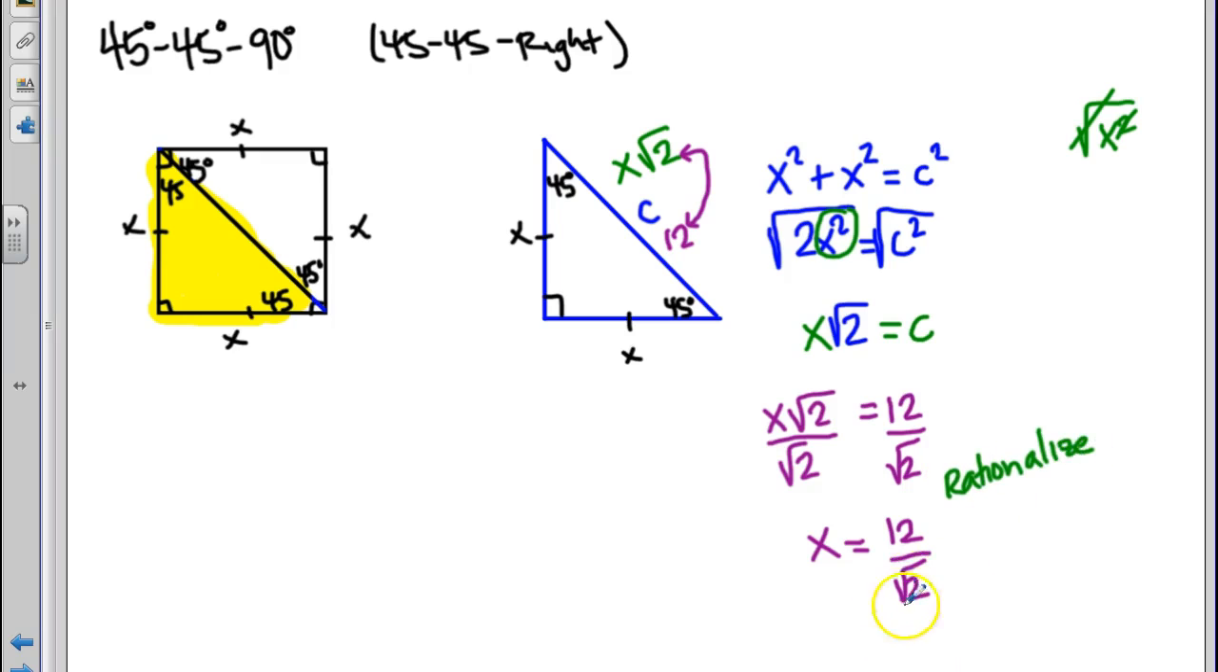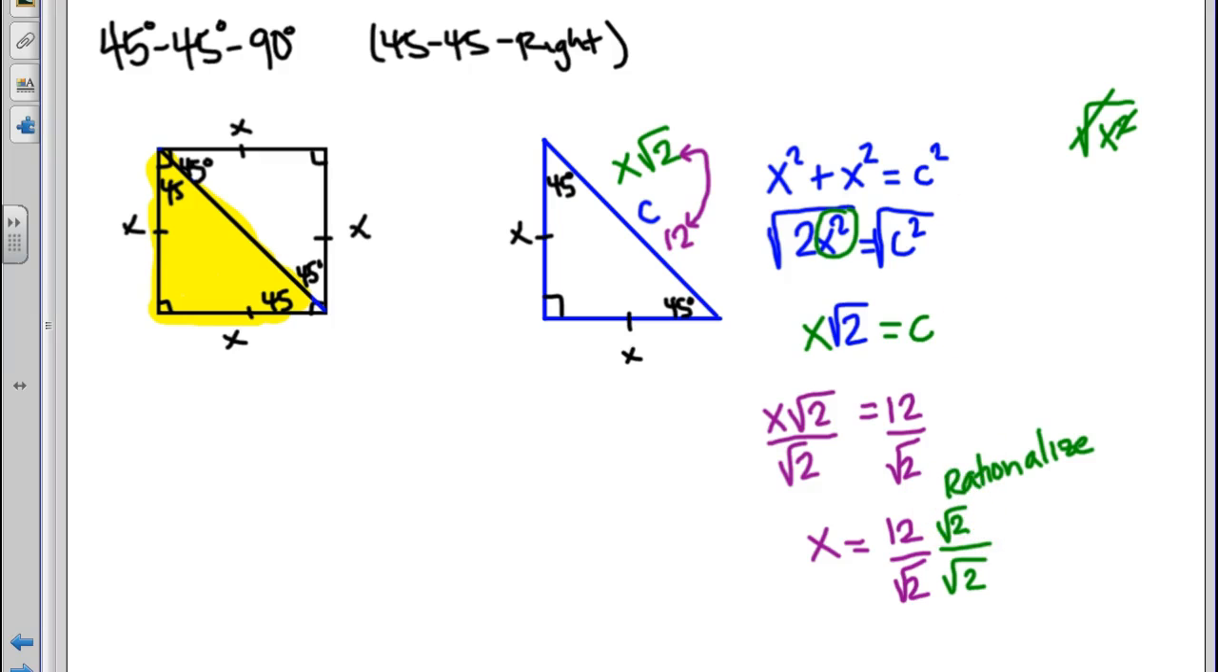Rationalize means I'm going to get rid of the square roots out of the bottom. So what would get rid of the square root of 2 when I multiply? Well, if I multiply by the square root of 2, that will get rid of it. Now I have square root of 4, which is 2, so that's beautiful. I also have to do that on the top.